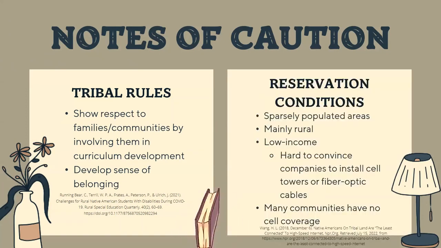Probably the biggest issue with internet on reservations is that the conditions make it difficult. Most reservations are characterized by large pieces of land with low population. The housing and population tends to be low income and mainly rural. It can be very hard to convince internet companies to install towers or fiber optic cables in areas where they do not feel they will make much money. Though cell phone coverage is another option, not every reservation has adequate cell phone coverage from any major carrier.